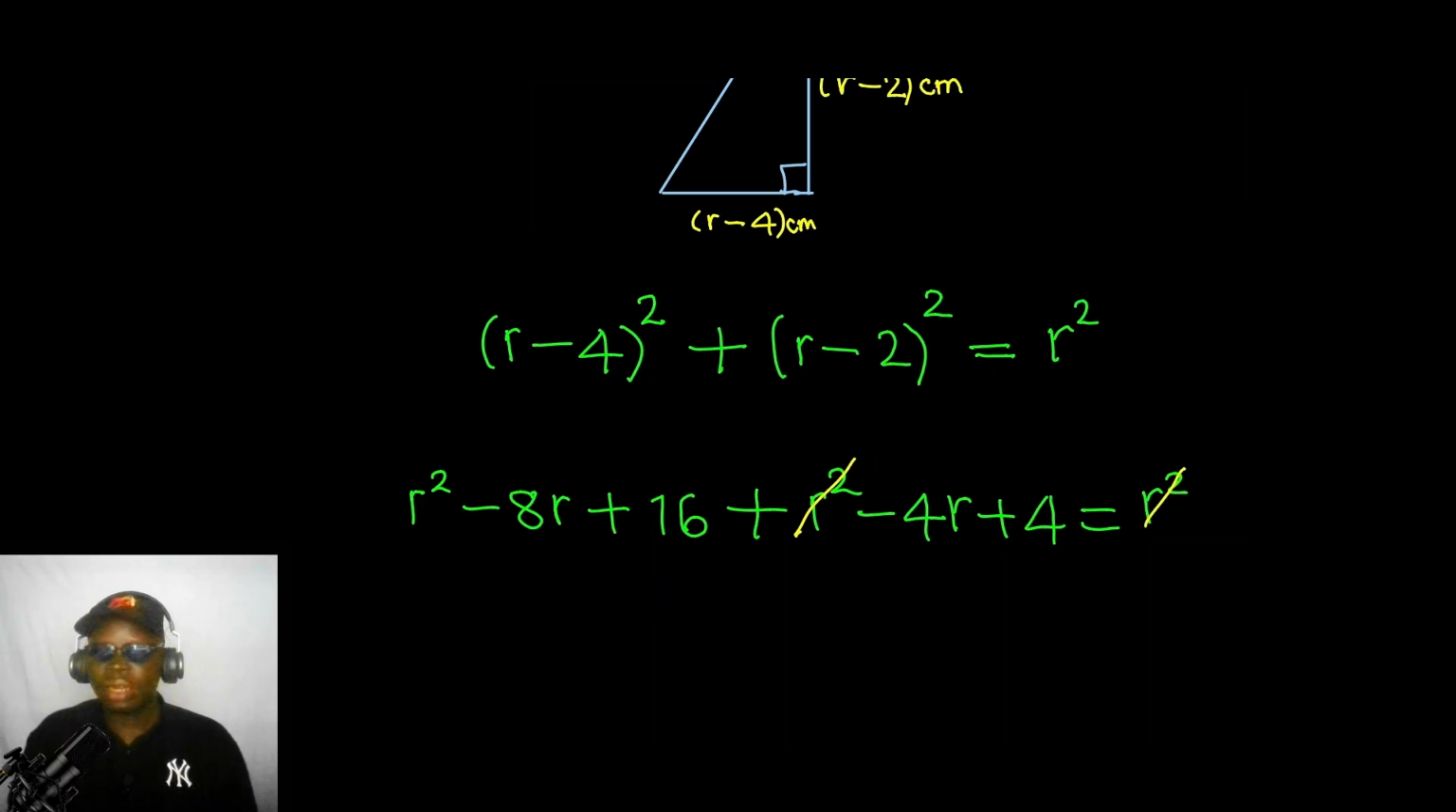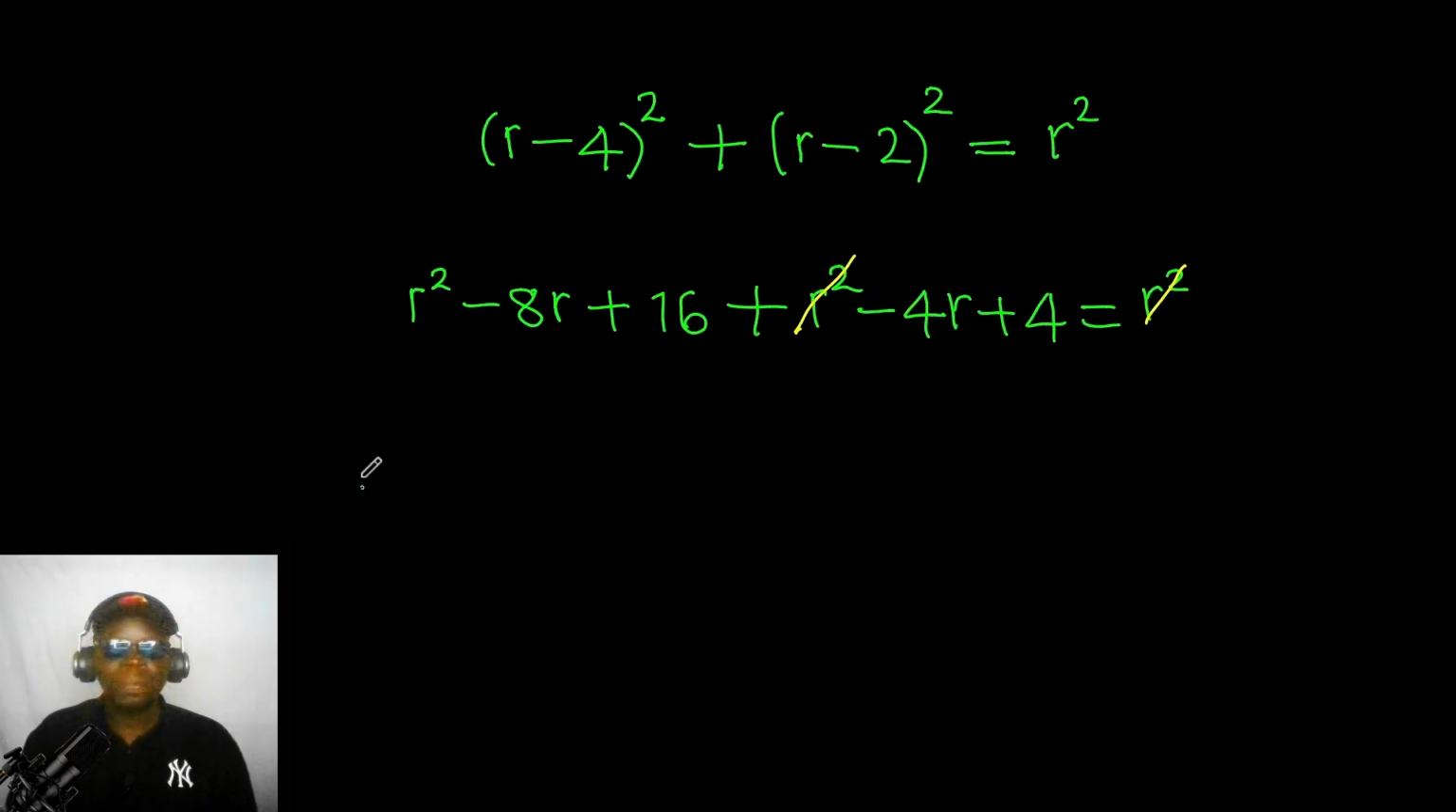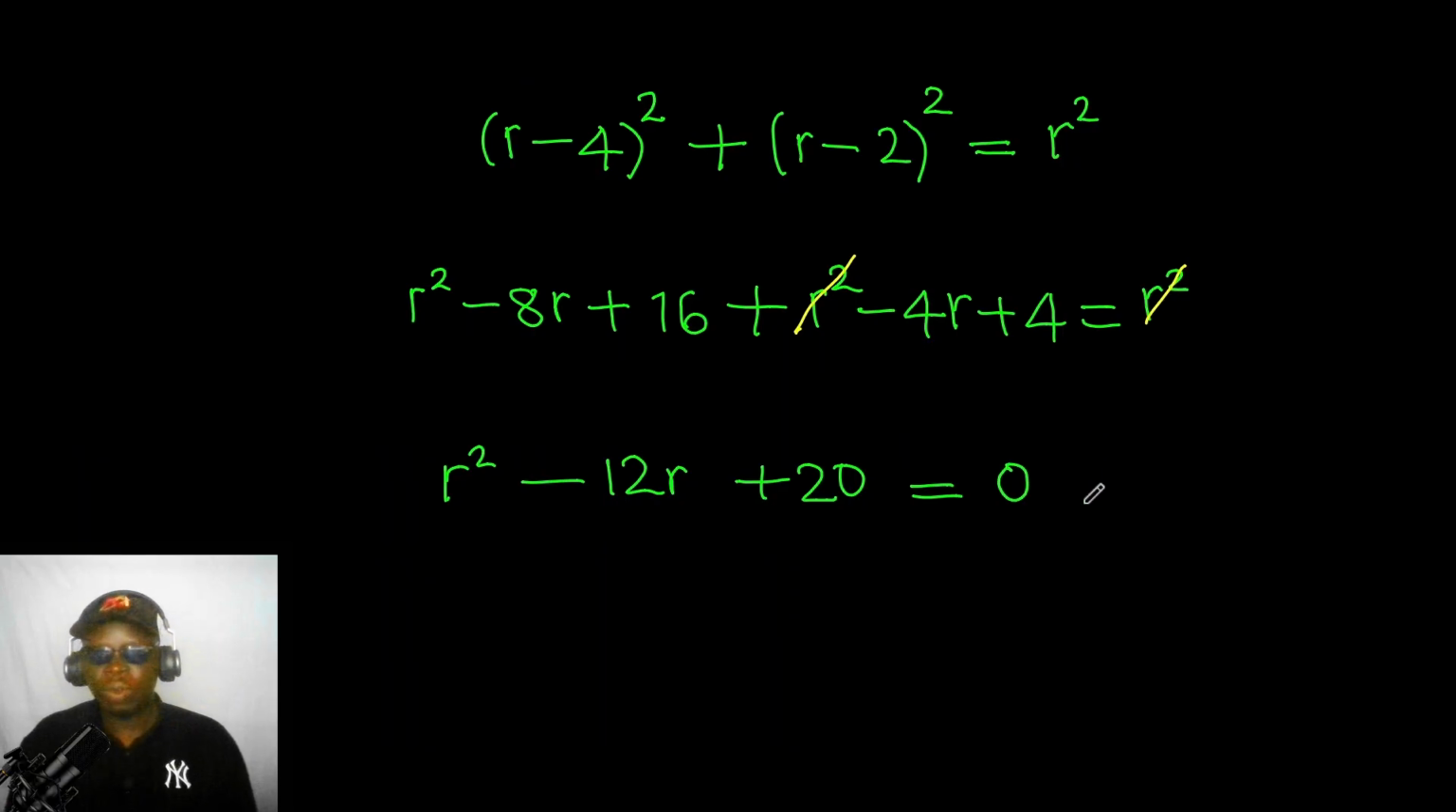Then we're gonna reduce terms that are the same. So here we have only r squared, and what do we have? Negative 8r and negative 4r would sum up to negative 12r, and 16 plus 4, we're gonna get 20. We need to equate these to 0 since our r has cancelled. Now what have we reached? We have gotten a nice quadratic equation.